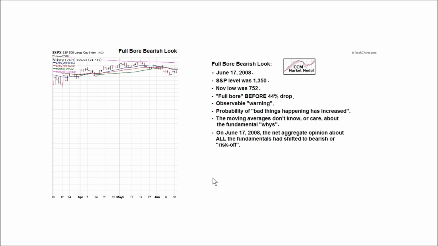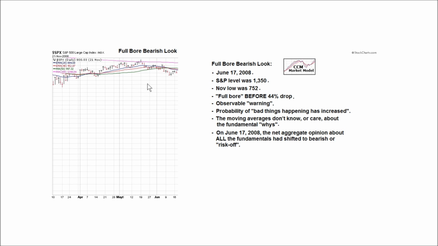A fair objection may be this is all backward looking, the future will be different. Those of you that watch our videos on a regular basis know that we've used these concepts in similar videos for 1987 and the flash crash, two of the more difficult times.